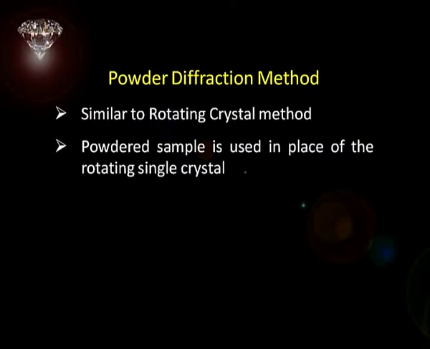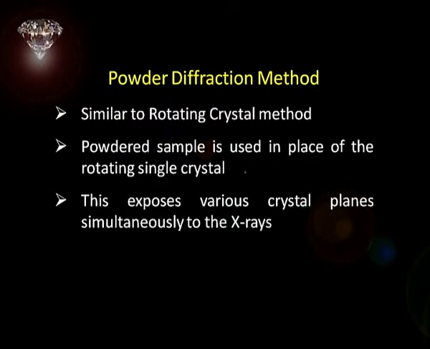When this is my source of radiation, my X-rays are coming, which are monochromatic here. I take one fine capillary filled with fine crystallites. We take a crystal system, make a very fine powder, put it into a capillary, and put it in the path of the X-rays. Now, I do not have to do anything to this.